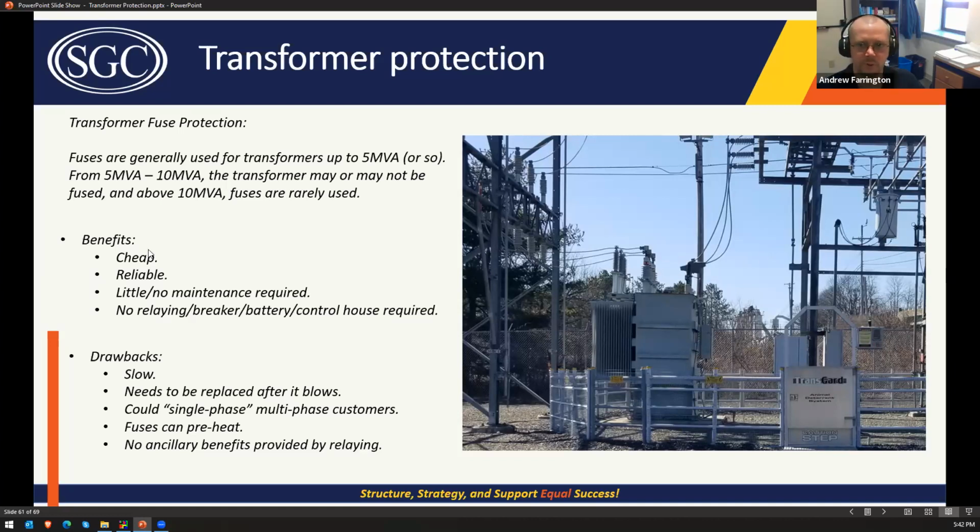seeing fused transformers. The benefits of a fuse: they're cheap, they're reliable, and there's little to no maintenance required. Oh, and in this picture, this orange stick right here that you can kind of see is the actual fuse for this fused transformer. I didn't get a very good picture of this, but this is actually the Sydney transformer. This one feeds my house. I was jogging by there the other day and took a picture of the transformer, but that's the fuse. I should have got a better angle of it.